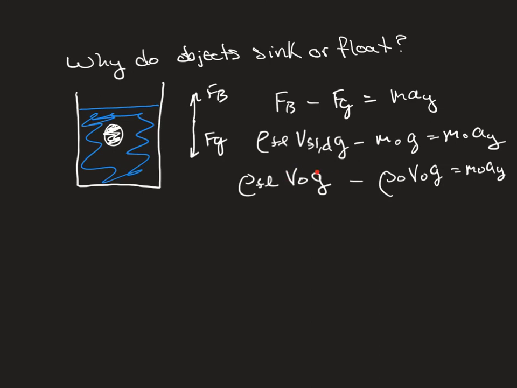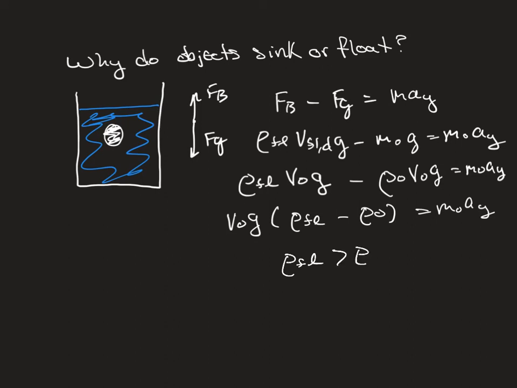Now you notice volume of the object and g in both of these terms, so I'm going to factor them out so that we can focus in on the densities. So we have a subtraction here between the two densities, density of the fluid and density of the object. So when density of the fluid is greater than the density of the object, that subtraction will be positive, thus making the right-hand side of the equation be positive. So you have acceleration in the positive y direction, so the object will float.